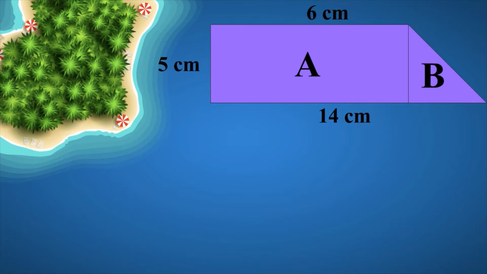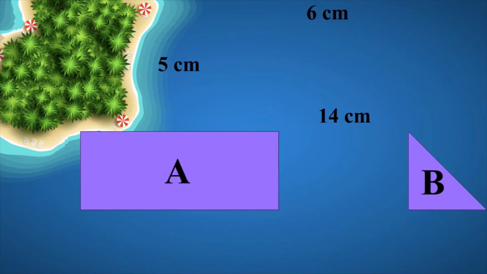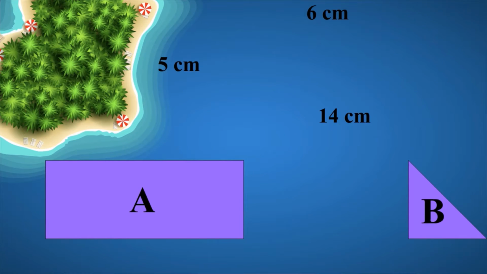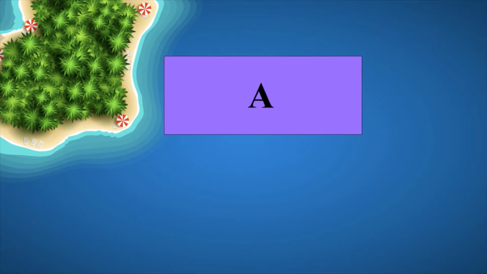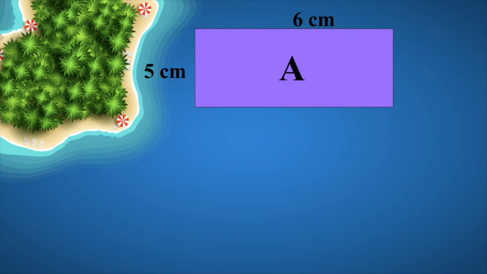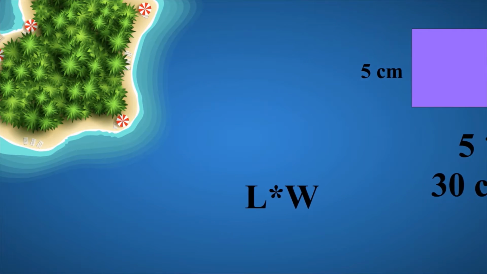Okay, now let's take a look. We have two shapes here. Let's break it into two. We have shape A and shape B. Let's look at shape A first. Shape A is a rectangle with the dimensions of 5 centimeters and 6 centimeters. And we know that to find the area of a rectangle, we need to multiply the length times the width. And so, all we do is multiply 5 times 6. And then that will give us an answer of 30 centimeters squared. And that's our area for shape A.